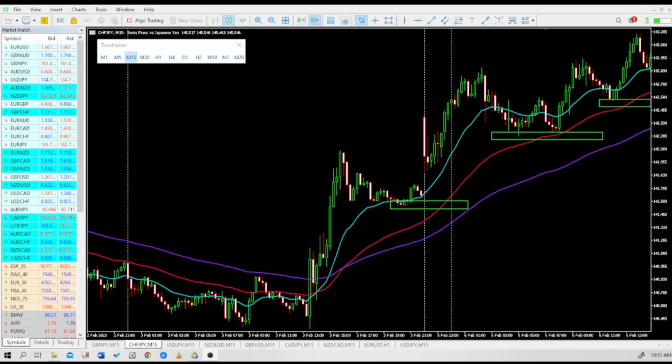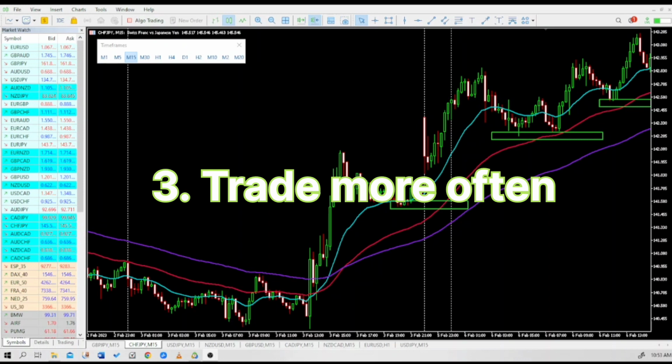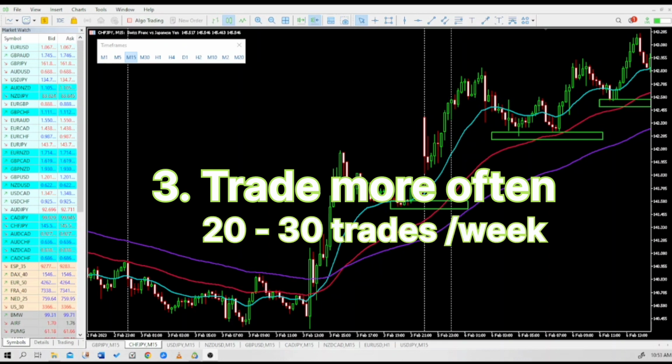If you are someone with a $100 account or $200 account, or you have a small account, the next thing you have to do is make sure that you trade more often. You take about 20 to 30 trades within the week, because if you trade more often, then in net you're going to be profitable. If you take 20 to 30 trades within the week, then when you put them all together, your profits are going to be more.